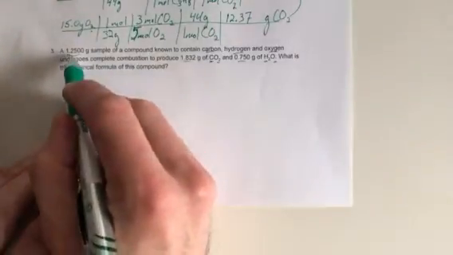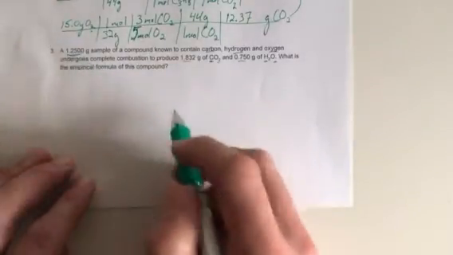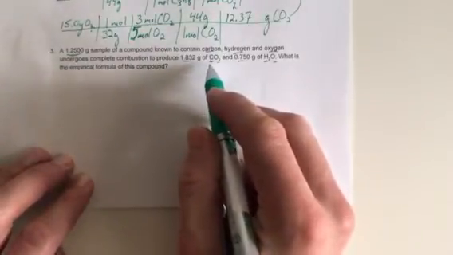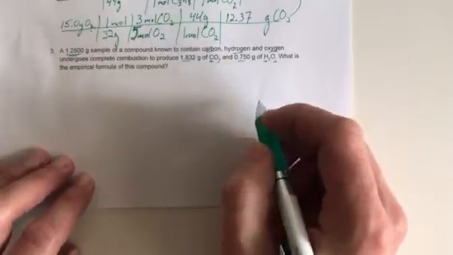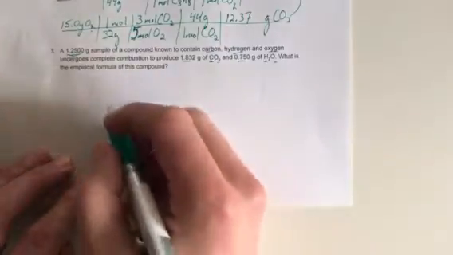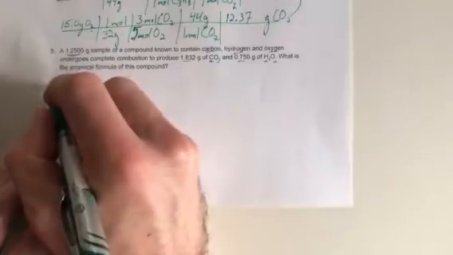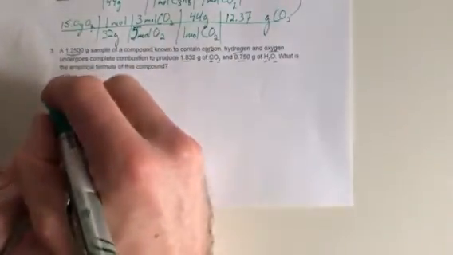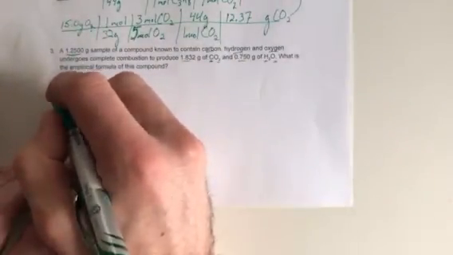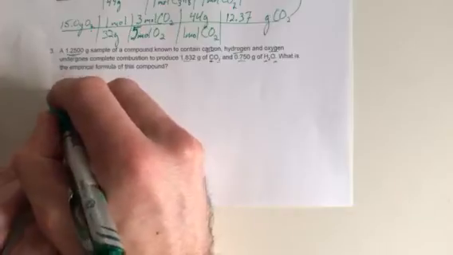So what we have to do is solve for the carbon, solve for the hydrogen, and then look at the difference between the total sample and the masses of those two elements, carbon and hydrogen, and the remaining is going to be the oxygen. So here we go. We're going to start with our carbon dioxide. We're going to use this mass of carbon dioxide to solve for the amount of carbon that was actually in the sample.